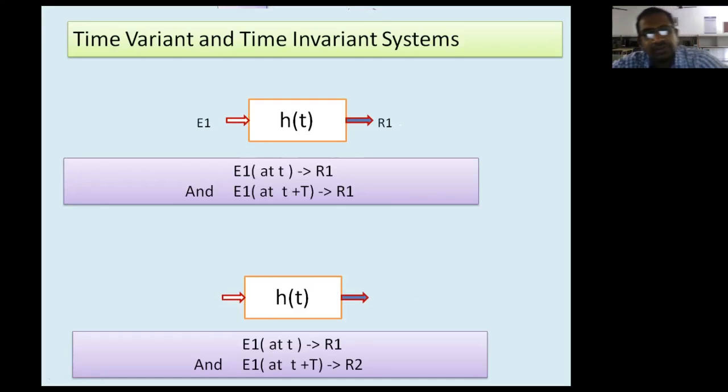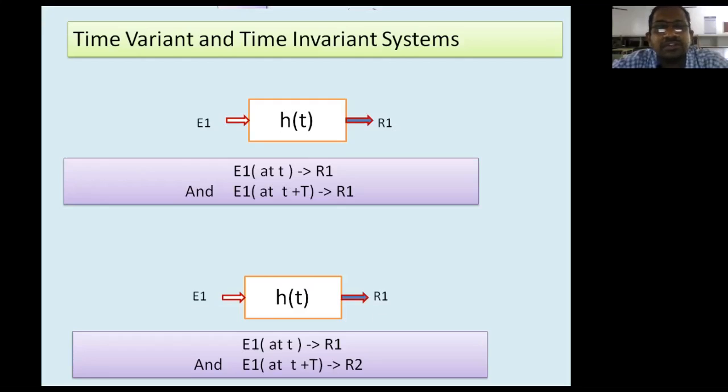So, for example, if you design any automated system, what is the meaning of an automated system? Based on the time, based on the weather conditions, the light should either glow more or should glow less. Then it becomes a time variant system for us. So the system is going to behave differently based on the time. Okay, that is what is called a time variant system.